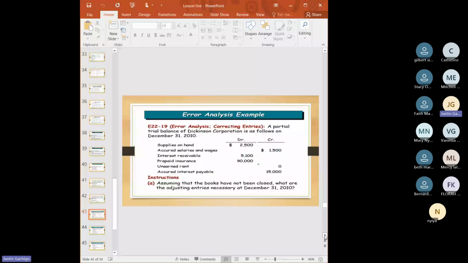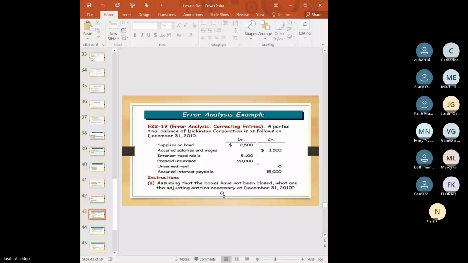Example: a partial trial balance of Dixon Corporation is as follows on December 31st, 2010. Supplies on hand 2,500, accrued salaries and wages 1,500, interest receivable 5,100, prepaid insurance 90,000, unearned rent 0, accrued interest payable 15,000. Instruction: assuming that the books have not been closed, what are the adjusting entries necessary as at December 31st?